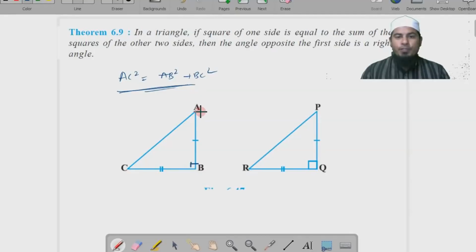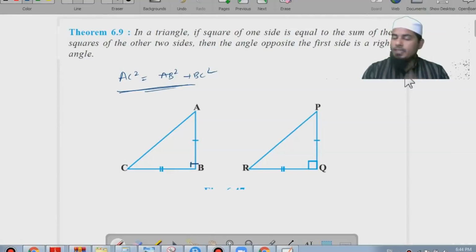We need to prove this. In order to prove this particular statement, we have to do a construction with equal sides, taking AB and BC equal sides as PQ and QR, drawing another triangle with these sides but constructing a 90 degree angle here. We can do it. So when we construct a right angle triangle with these two sides, then we will be able to prove this.